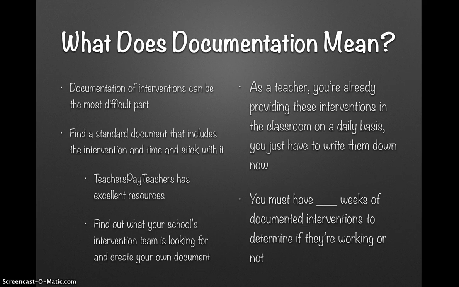All right. I did leave a blank here because technically in my school, I have 6 weeks of documented interventions to determine if they're working or not. I don't know if that's necessarily the same for all schools, so I did put you must have blank weeks of documented interventions to determine if they're working or not. I would stick with 6. That's a month and a half. Your student might have a terrible 3 weeks in there. Something might be going wrong for them. So you want to make sure that you have a solid 6 weeks, a good amount of time to see did they make growth or not.